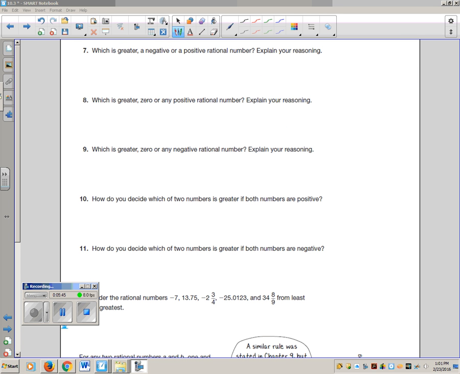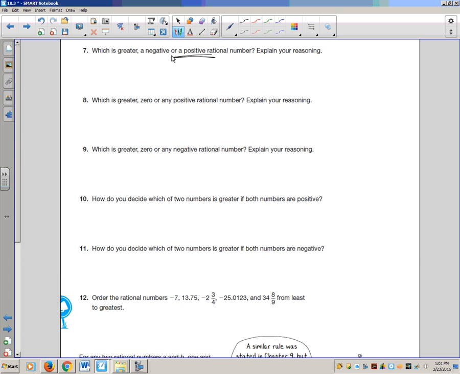Okay, going through these questions quickly. Which is greater, a negative or a positive rational number? Positive, always greater.